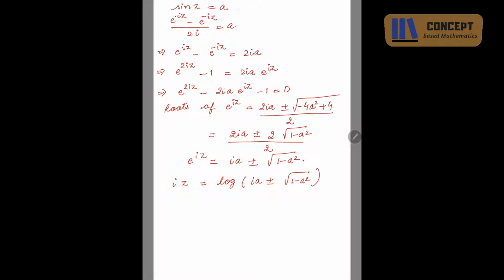Now here this is your real part x and this is your y. Now opening this as log of the modulus of this complex number, that is under the root of x square plus y square, I'm writing log of mod of iota a plus minus root of 1 minus a square, plus iota times the argument of iota a plus minus under root 1 minus a square.